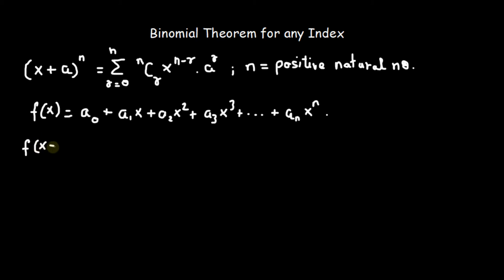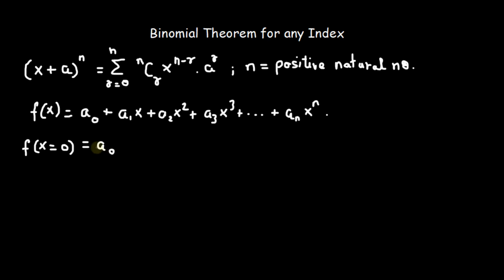So f of x calculated at x equals 0 will give us the first term, and you can see the rest of the terms will be 0, because all of them involve x or higher powers of x. As they're multiplied by it, the terms will simply cancel out.